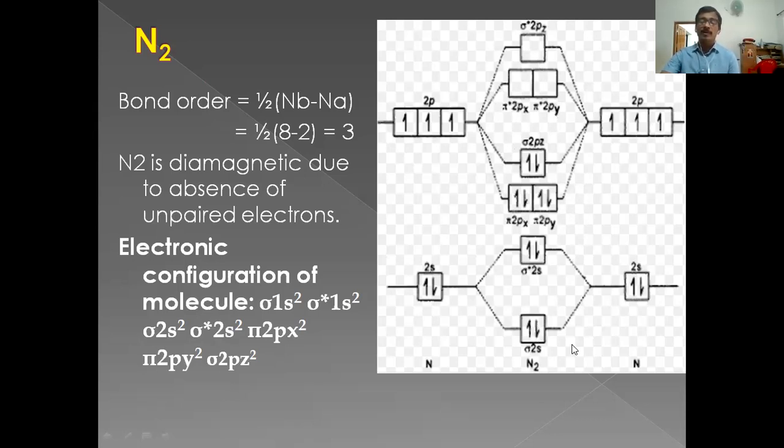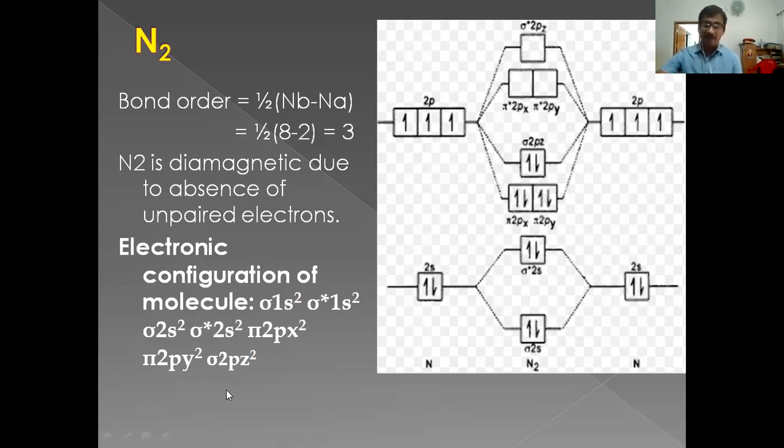In the molecular orbitals, all the electrons are paired. That means in the molecule, there is no unpaired electron. So it is diamagnetic. What is the electron configuration? Don't forget sigma 1s and sigma star 1s. Start from there: sigma 1s2, sigma star 1s2, sigma 2s2, sigma star 2s2, pi 2px2, pi 2py2, sigma 2pz2.